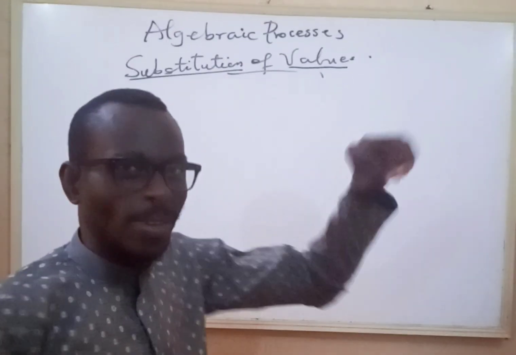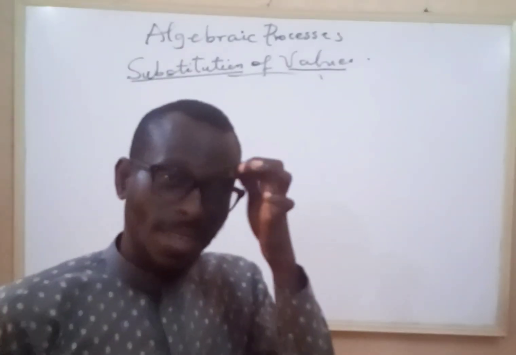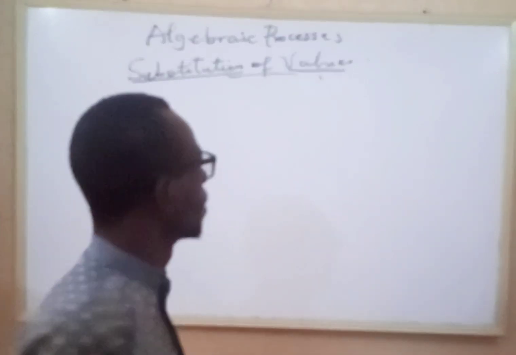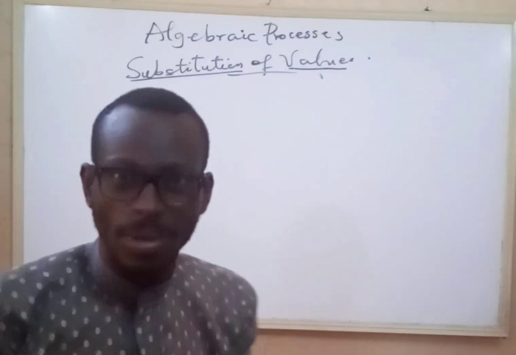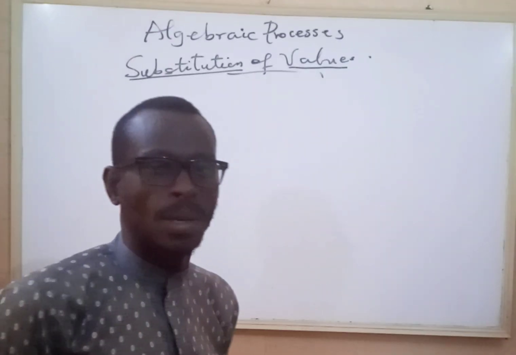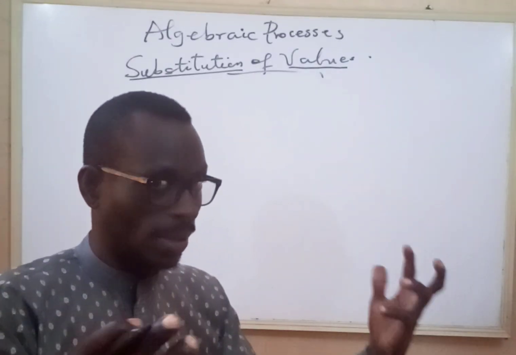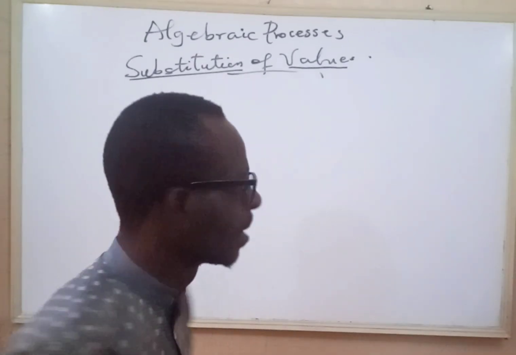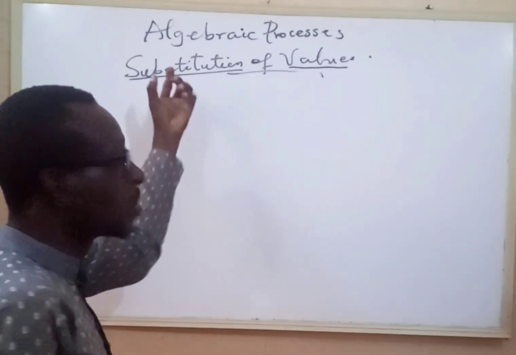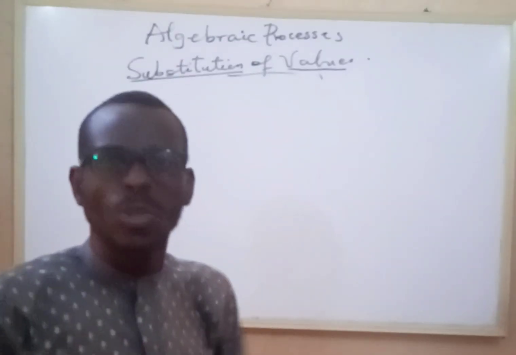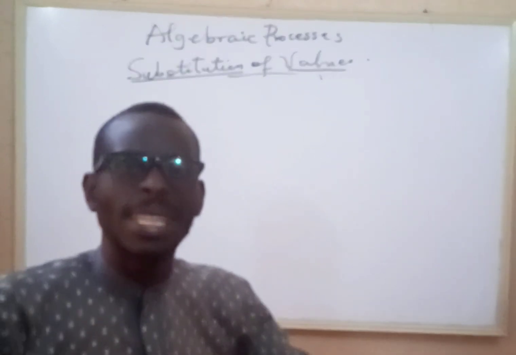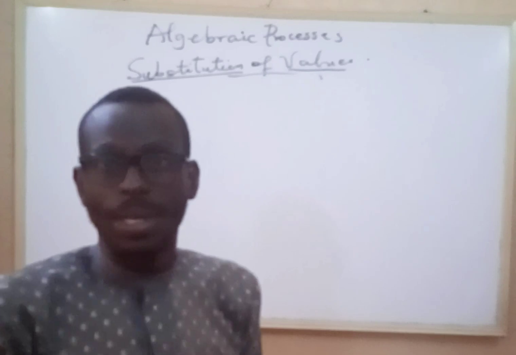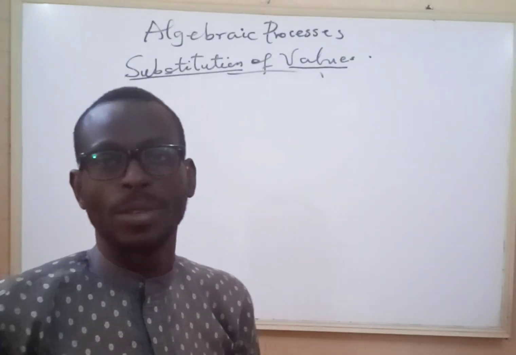What do you understand by a value? A value is just the cost of a particular thing. We are going into mathematics bit by bit, the cost of a particular thing. And the substitution involves substituting, inserting the value, the cost of that particular thing in a particular expression.